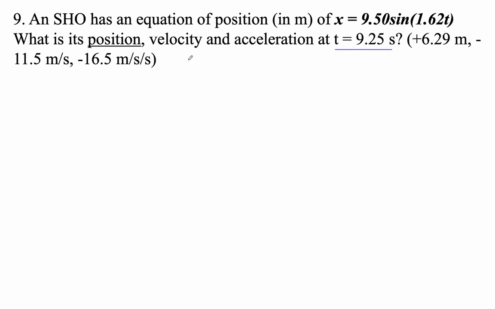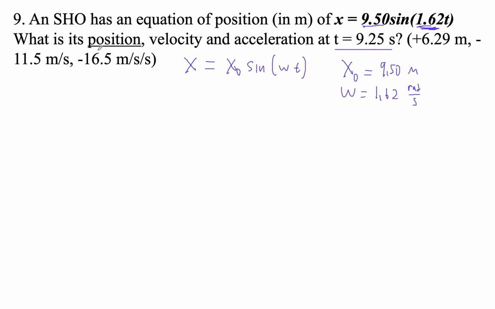So if we go x is equal to x naught sine omega t, and that's one of our equations in 9.1, that means that x naught is equal to 9.50. That's our amplitude. And that also means that omega is 1.62 radians per second. We can just read that off of there.